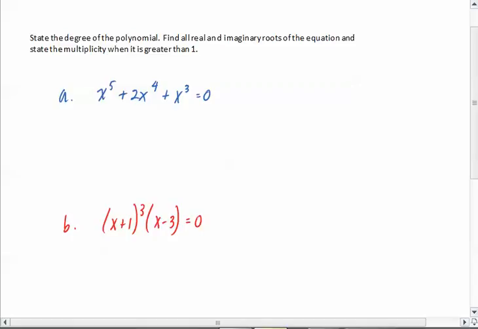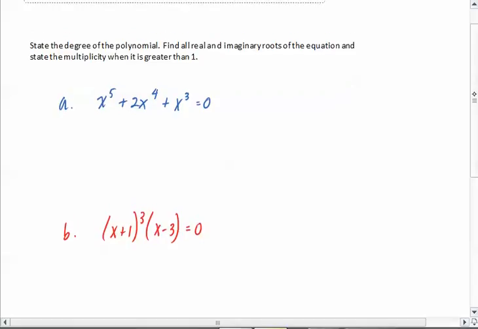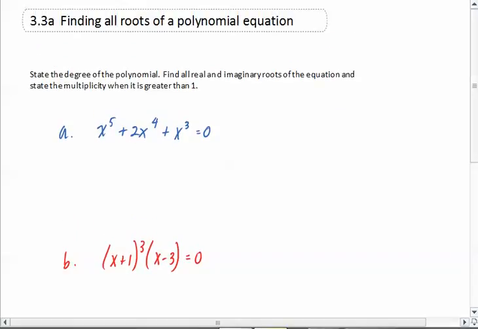All right, let's take a look at finding all roots of a polynomial equation. We're going to do four examples here. It says state the degree of the polynomial, find all real and imaginary roots of the equation, and state the multiplicity when it is greater than 1.